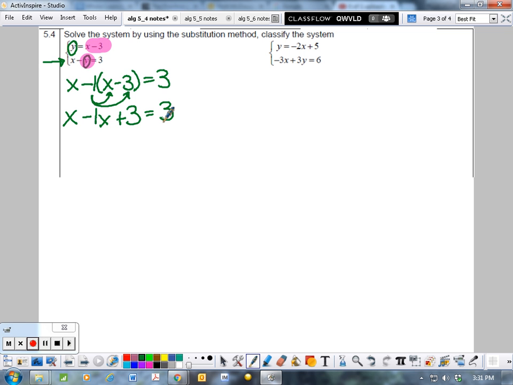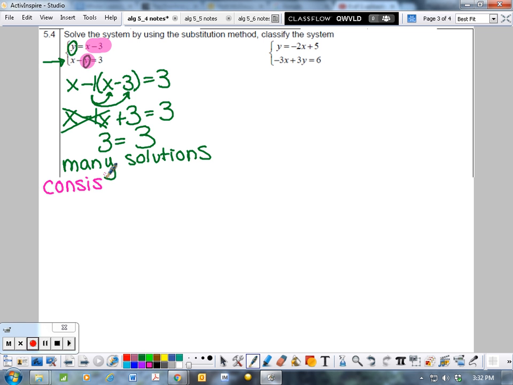Now our x minus x will cancel out. So now I have 3 equals 3. Are they equal or are they not equal? Well, since they are equal, this is many solutions, or infinitely many solutions. And then we classify this. So because they intersect, it is a consistent system. And then because it actually becomes the same line, it is dependent. They are dependent upon each other because they are the same.